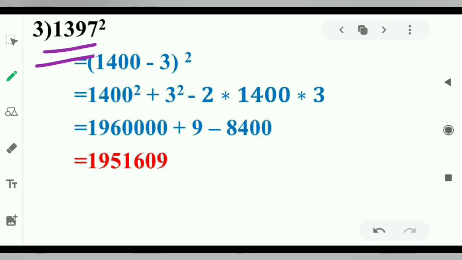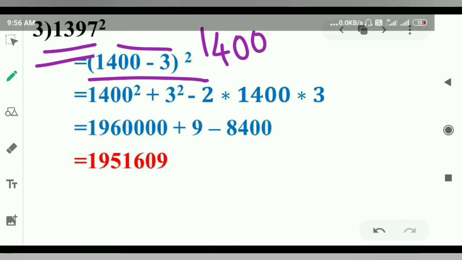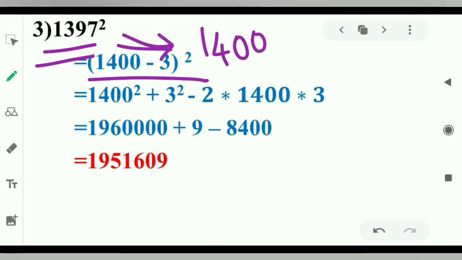1397 the whole square. Whenever we find a question like this, a bigger number to the whole square, and that bigger number is near some hundreds, then we should try to implement (a minus b) whole square, (a plus b) whole square, or a square minus b square, whatever formulas we know. Here 1397 is very close to 1400. In terms of 1400, we can write 1397 as 1400 minus 3.